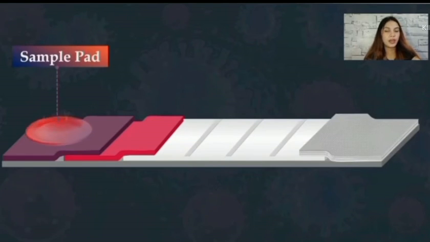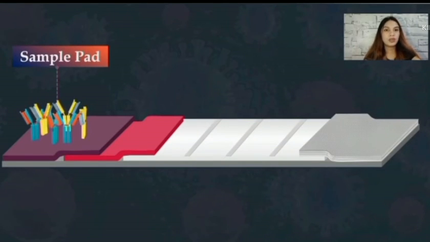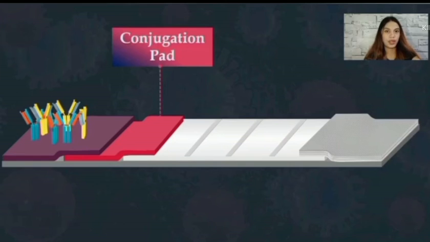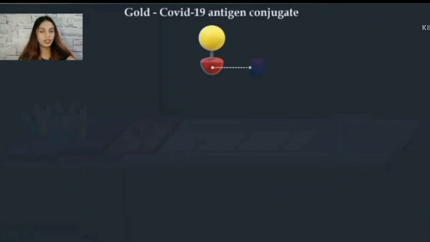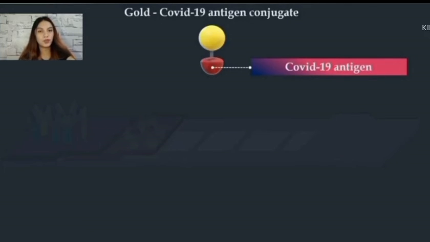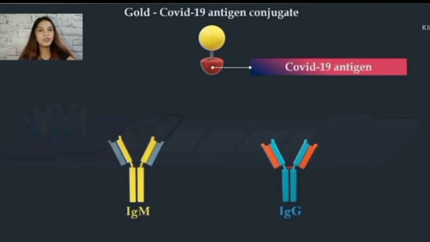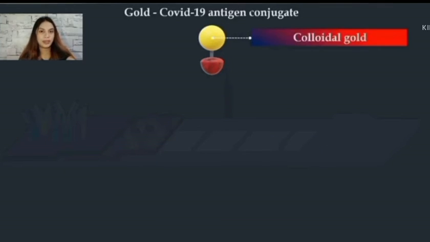combined sample flows down a conjugation pad, which contains gold COVID-19 antigen conjugate. The antigen will then bind to the anti-SARS-CoV-2 antibodies in the sample, and two different antigens can be used, one with affinity to IgM and the second with affinity to IgG antibodies.